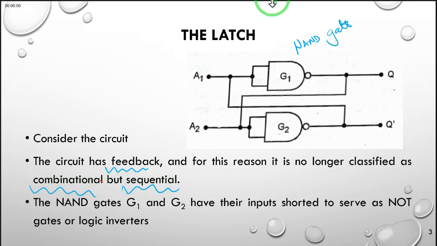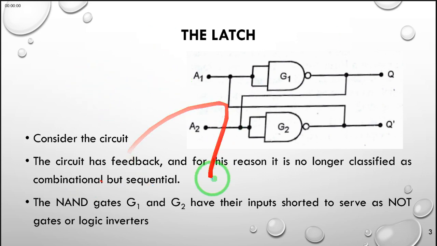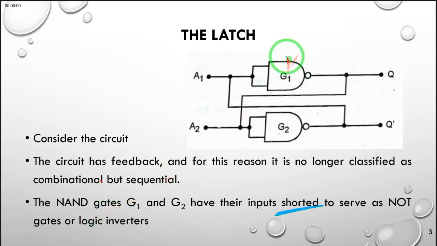So the NAND gates G1 and G2 have their inputs shorted so as to serve as NOT gates, or logic inverters. We met that concept earlier: when you short a NAND gate's inputs, you're going to have 0, 0 or 1, 1, and we know that when A, B, and output of the NAND are filled in a truth table, if you have 0, 0, the NAND displays a 1, and when we have 1, 1, the NAND displays a 0. So the shorting allows us to achieve an inverter. So we are able to consider G1 as a NOT gate and G2 as a NOT gate.